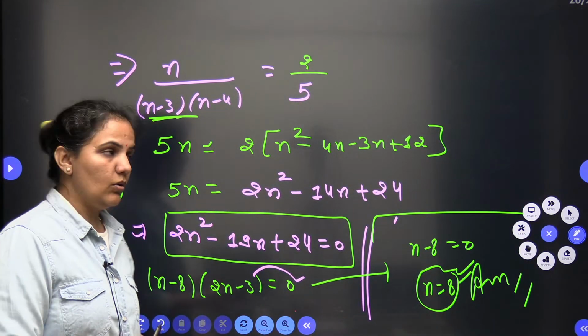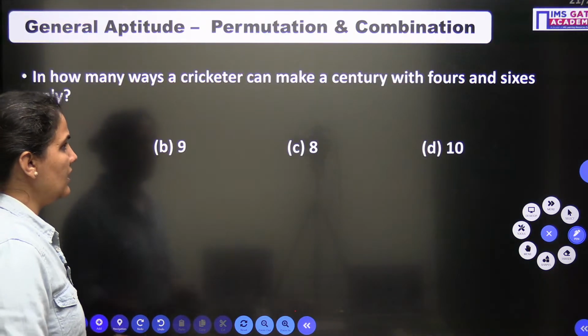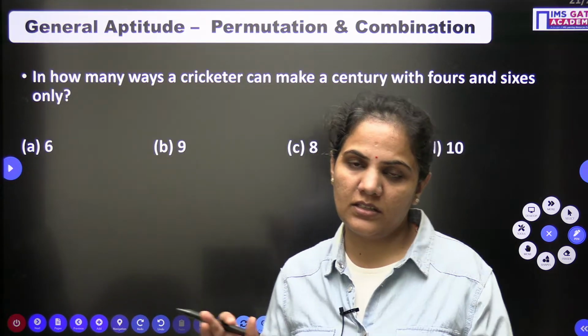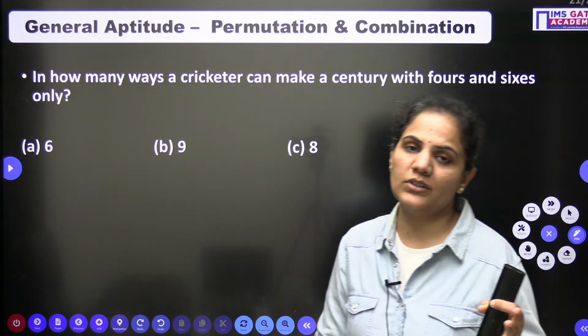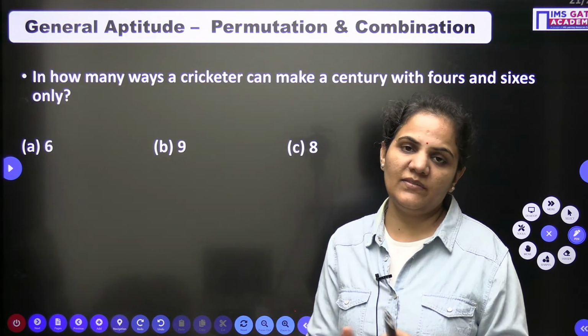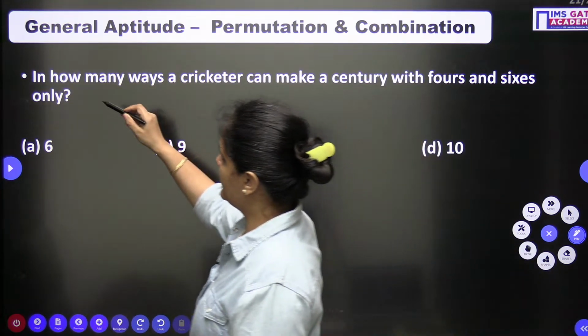Okay. Now, let's come to the, this is a good question. Now, let's come to the last question of permutation and combination. We already discussed a few questions in the last session, and many varieties of questions we discussed in permutation and combination. So this is the last question of today's session.